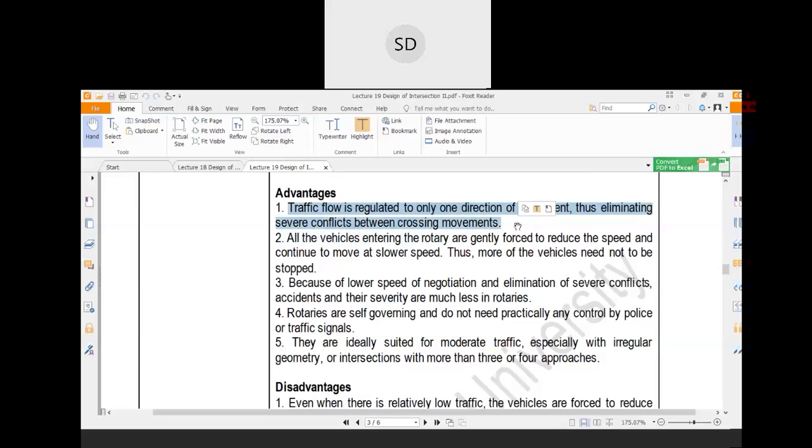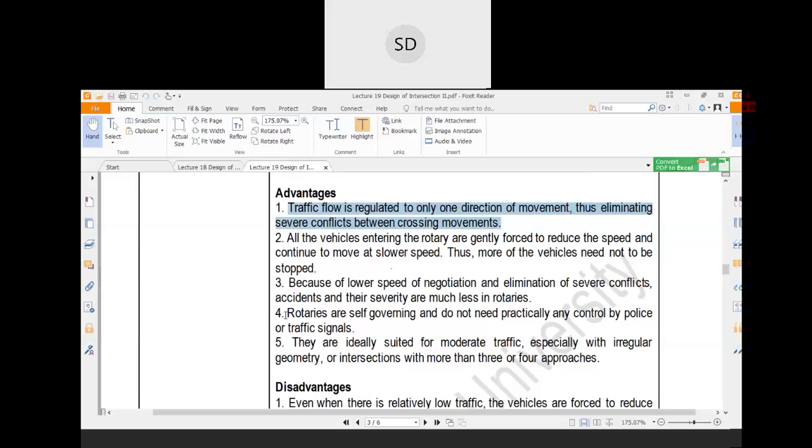Next one is all the vehicles entering the rotary are gently forced to reduce the speed. Why reduce the speed? Because they have to follow a particular path and go around the rotary. So in this way, they are forced to reduce their speed. Because of the lower speed of negotiation and elimination of severe conflict, accident and their severity are much less in rotaries. Why? Because the speed of all the vehicles are reduced. Therefore, you are eliminating the chances of severe conflict in the rotary intersection.